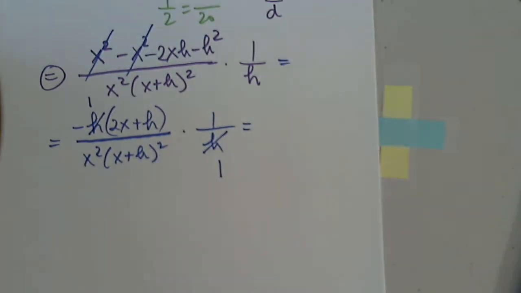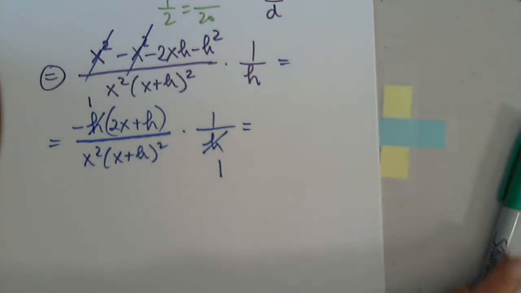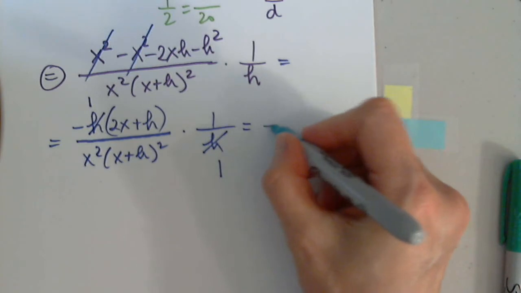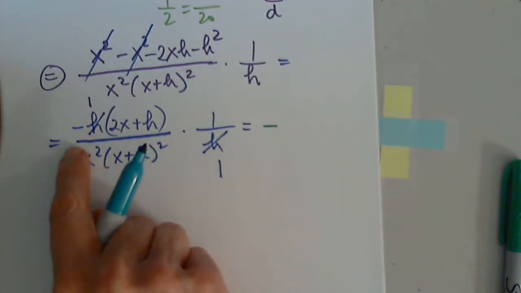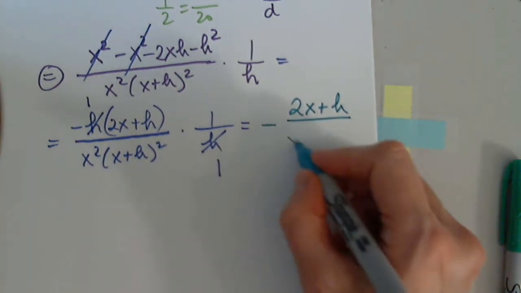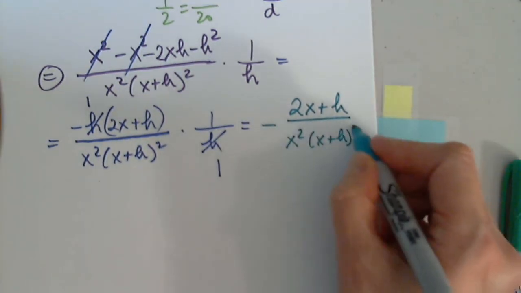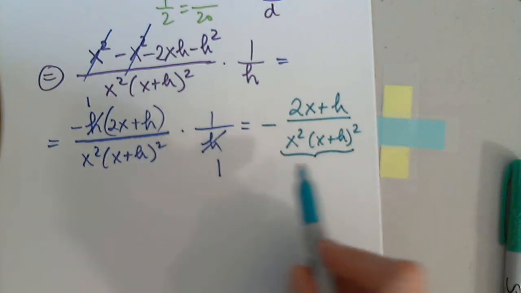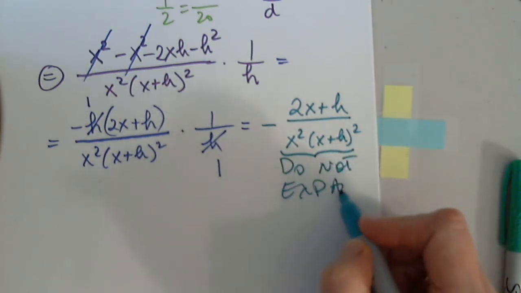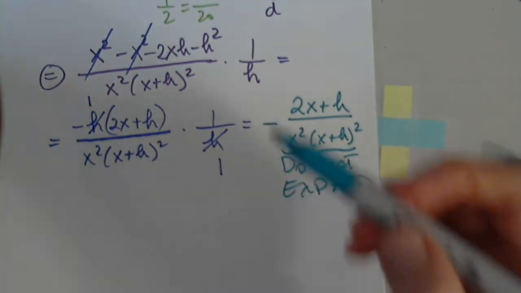Can anyone give us the final simplified form? This was not a trivial problem. Finding the difference quotient and simplifying it for a rational function is not trivial. So minus stays in front of the fraction line now. The numerator is 2x plus h, divided by x squared, x plus h squared. Never expand. Do not expand.